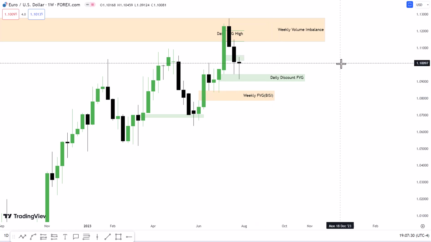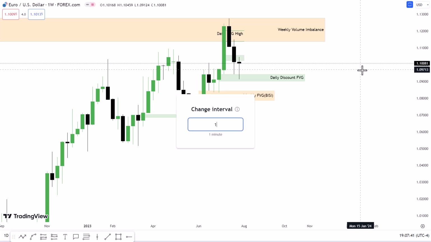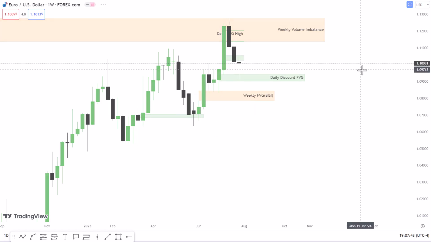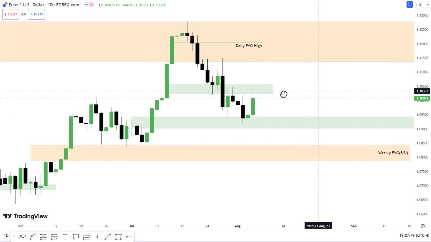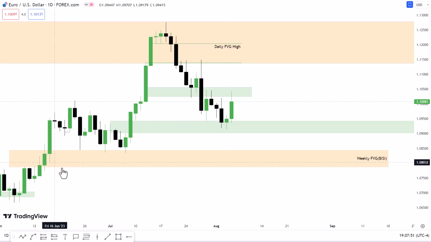So here on Euro Dollar, we're having a 50-50 situation because price is around equilibrium. It's not on deep discount and it's not on deep premium. But if we go down to a daily time frame for Euro Dollar, we would see a clearer picture. Here's that weekly volume imbalance we showed you. So here on our daily time frame, we do not have any form of imbalances. We only have equal lows here. We'll talk about equal lows imbalances in other videos in detail, but not in this one.